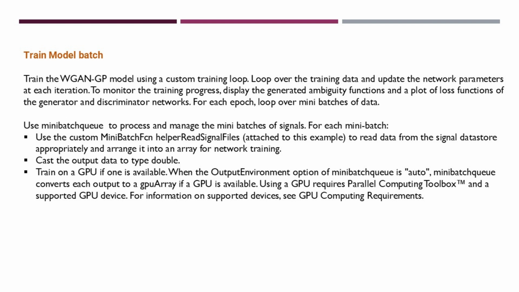When the output environment option of mini-batch queue is auto, mini-batch queue converts each output to a GPU array if a GPU is available. Using a GPU requires Parallel Computing Toolbox and a supported GPU device. For information on supported devices, see GPU computing requirements.